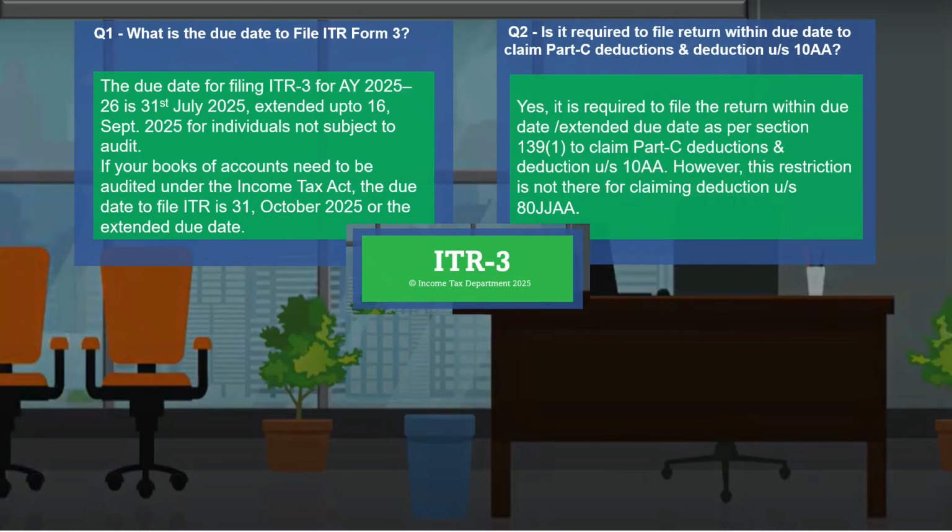Some taxpayers have questioned, is it required to file return within due date to claim Part C deductions and deduction under Section 10AA? Yes, it is required to file the return within due date or extended due date as per Section 139, subsection 1 to claim Part C deductions and deduction under Section 10AA. However, this restriction is not there for claiming deduction under Section 80JJAA.